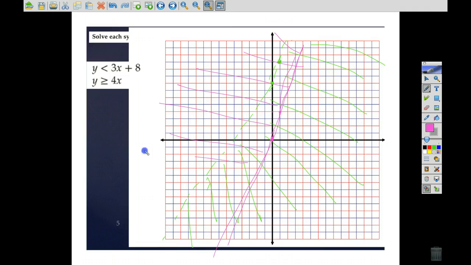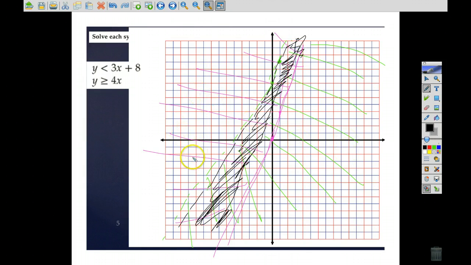So you see here where the green and purple or pink intersect. Let's do a different color here. It's actually this line here, everything in between. So it is this black area here that they're looking for.